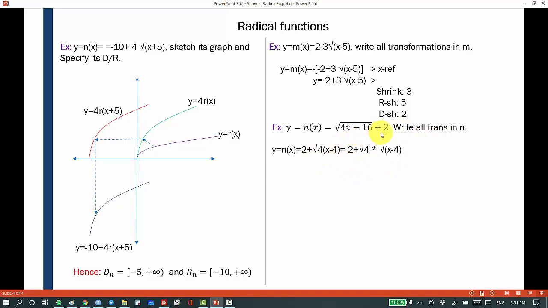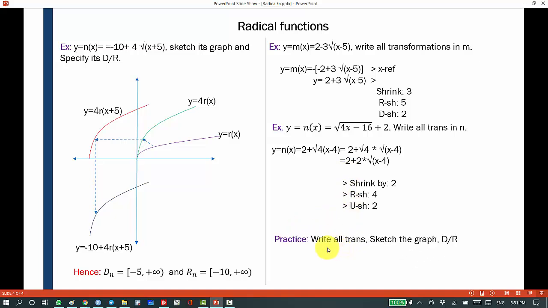Furthermore, consider the function n of x, square root of 4x minus 16 plus 2, and write all transformations. Taking 4 as a common factor, we get 2 plus square root of 4 times square root of x minus 4. One step ahead, 2 plus 2 times square root of x minus 4. As a result, the shrink factor is 2. Right shift is 4 units. And upward shift is 2 units.